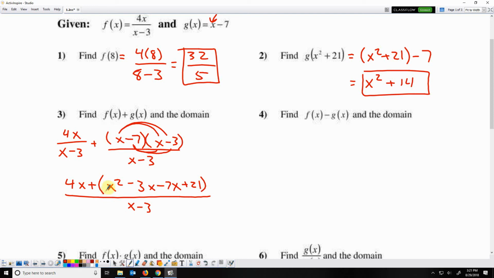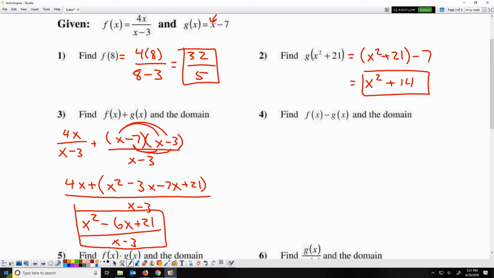Now we'll combine our like terms. We've got an x squared, and then 4x plus negative 3x and negative 7x, which is really negative 10x right here. So 4x plus negative 10x is negative 6x, and then plus 21 over x minus 3.